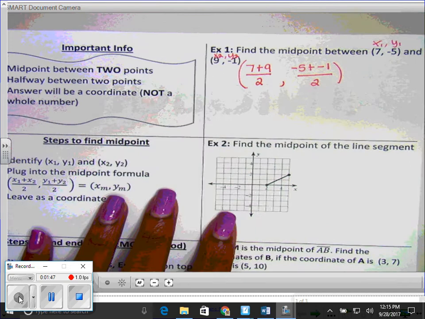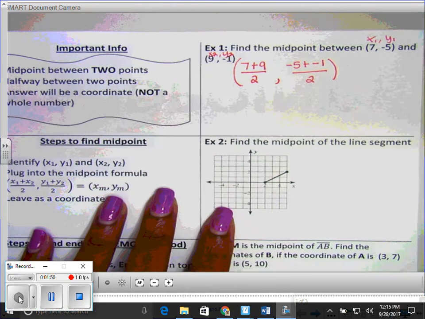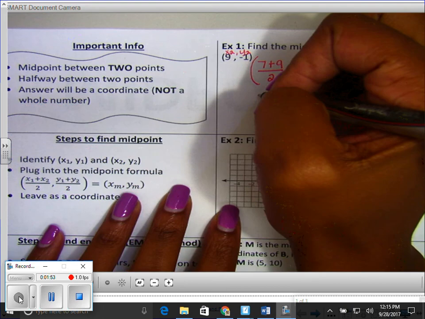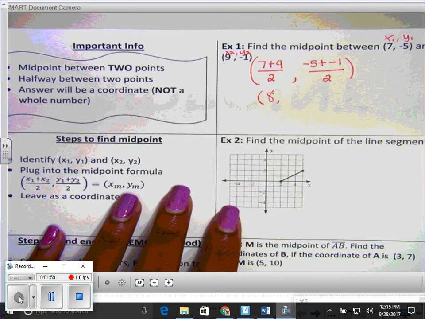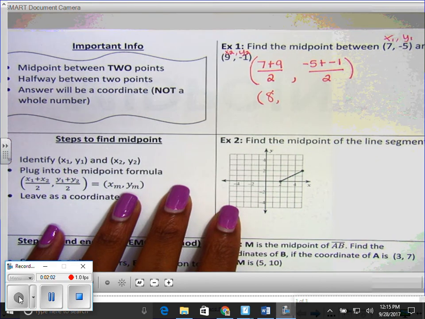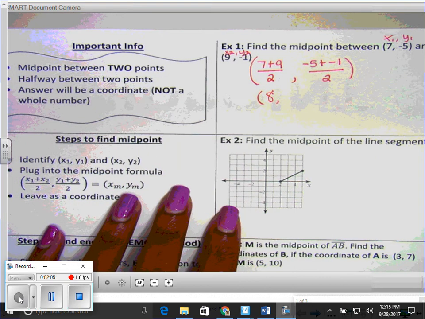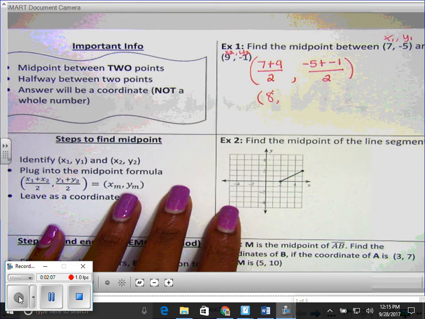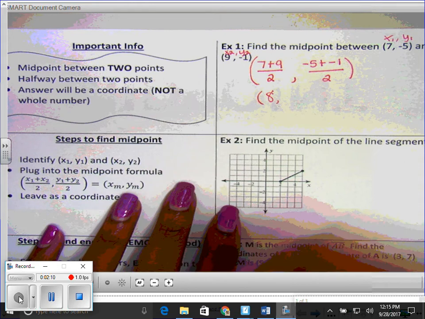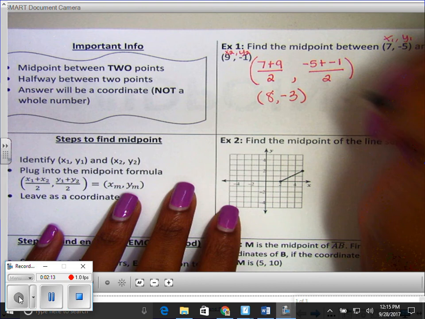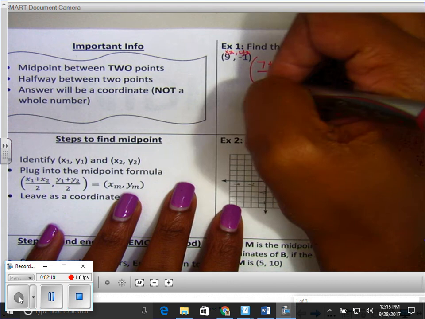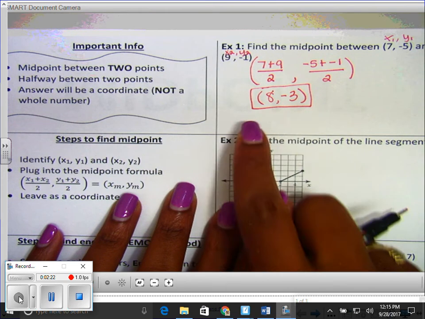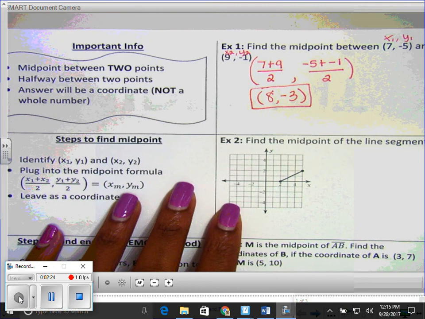All right, so now we're going to add and then divide by 2. So 7 plus 9 is 16, and then divide that by 2 is 8. So the x-coordinate of the midpoint is 8. Then we're going to do the y. So we're going to add -5 plus -1, which is -6. And then we're going to divide by 2, get -3. So the ordered pair for the midpoint is (8, -3). And then you see it's in parentheses, has the comma in between it. That is how you give me the midpoint. We're okay with that?